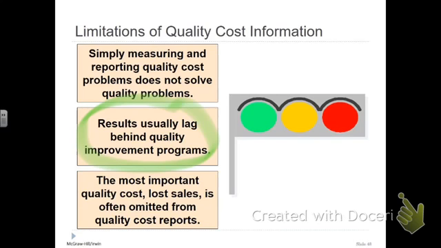Okay. Notice also that some things, such as lost sales, are omitted from quality reports. How much did we lose in sales by having poor quality products? It's really hard to tell. Okay. And notice, simply reporting them doesn't do anything about it. We actually have to take action, find out where the errors are, what's going wrong, so that we can go ahead and fix the problem.